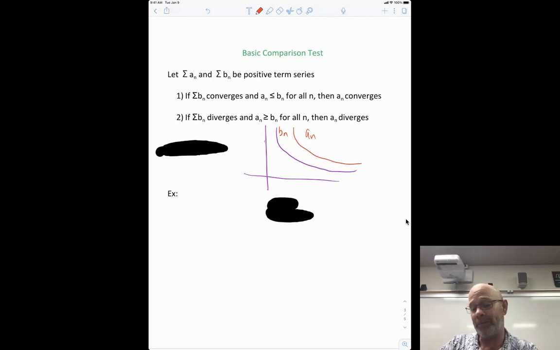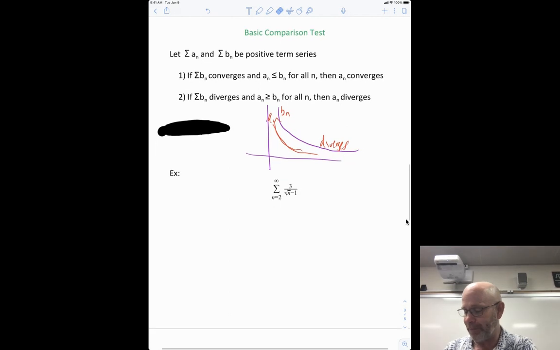it's bigger. The problem is if B sub n diverges, let's say, but A sub n is less than it, then I don't know anything. So it has to be the right comparison. It's called the basic comparison test. So let me show you how this works.